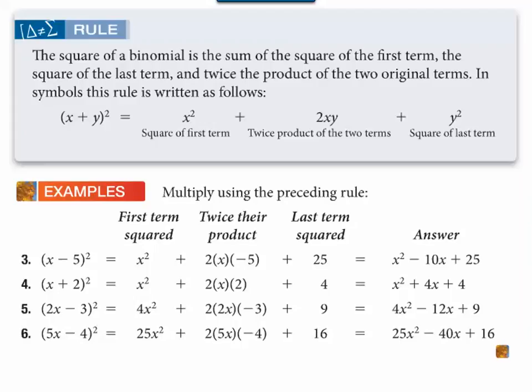Yeah. So what if it's cubed? We'll get there. Yeah, that's gonna be a little different. Alright, so this one right here, x plus y to the second is square the first term, twice the products, square the last term. Done.